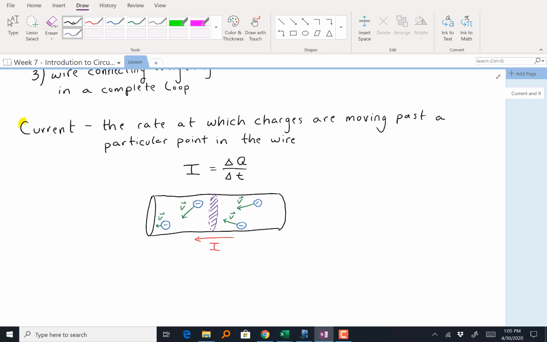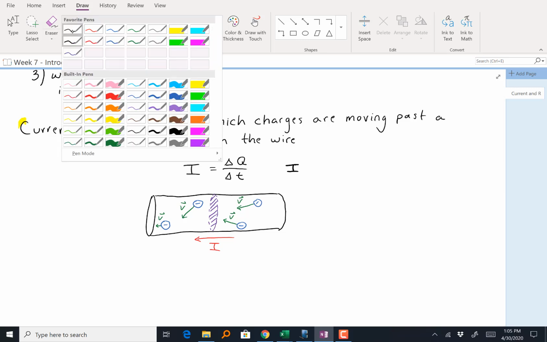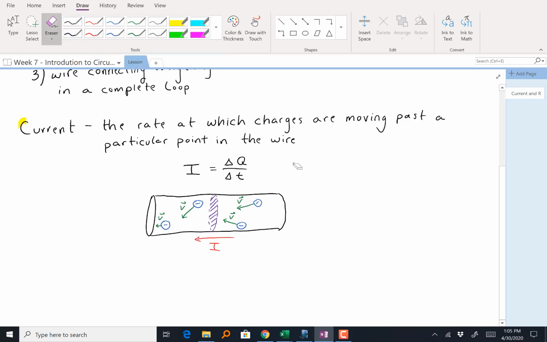All right, and then the thing that I forgot to write down is that this variable I is the variable for the electrical current, because that makes sense. And the units for this are amperes, often referred to as amps, and is symbolized with a capital A.